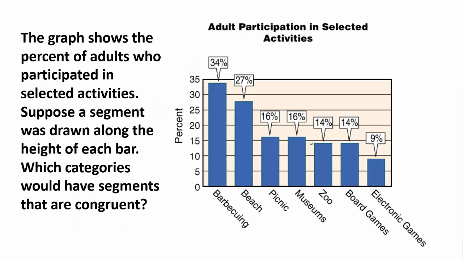The graph shows the percent of adults who participated in selected activities. Suppose a segment was drawn along the height of each bar. Which categories would have segments that are congruent? We could take a look at the two activities here, zoo and board games, and draw a line right above their bars and see that those two would be congruent. Also, if you take a look at museums and picnics, you can see that those two would be congruent as well.